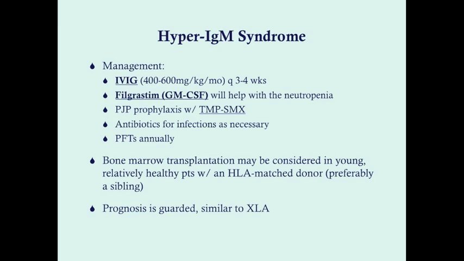This can be cured with bone marrow transplantation, which you can consider in young, relatively healthy patients, especially if they have a sibling. Test their sibling for HLA match. If they're a match, you can do bone marrow transplant. The prognosis is guarded. It's pretty much similar to XLA. If you start IVIG early and they do it frequently every month as they should, and they're religious about it, they tend to have a pretty good prognosis.